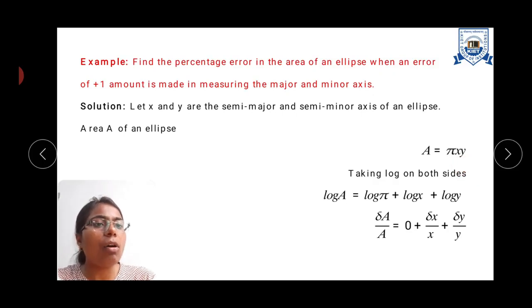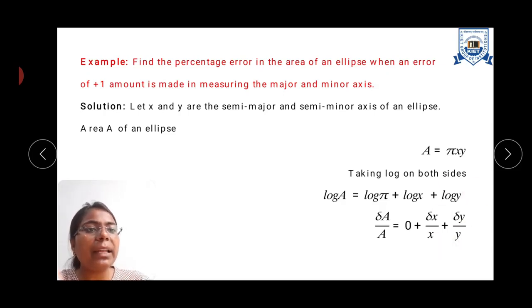And if we take log on both sides, then we get log A is equal to log pi plus log x plus log y. And if we differentiate this equation, then we get del A over A plus 0 plus del x over x plus del y over y. And given the percentage error in major and minor axis, it means given that del x by x into 100 equals 1 and del y over y into 100 equals 1.